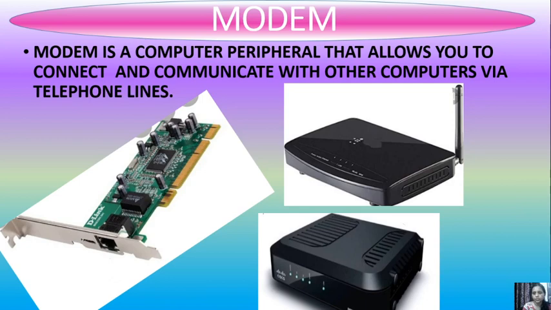You can see three images here. The left side image shows the internal modem. Basically there are two types of modems: the first is internal, the second is external. The two black boxes on the right side show the external modem types, and the image on the left is the internal modem, which can be attached to a PC.